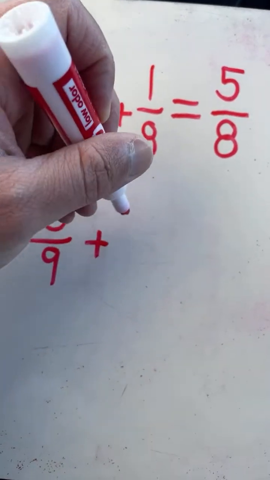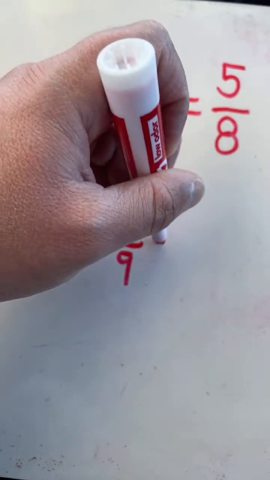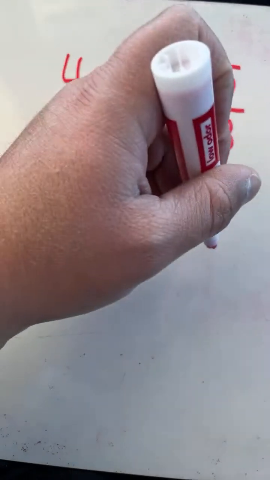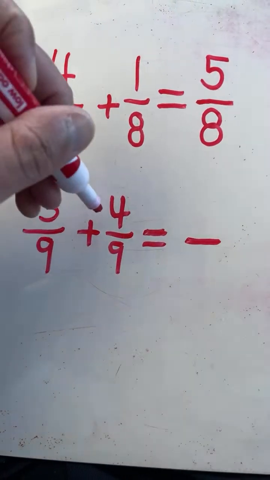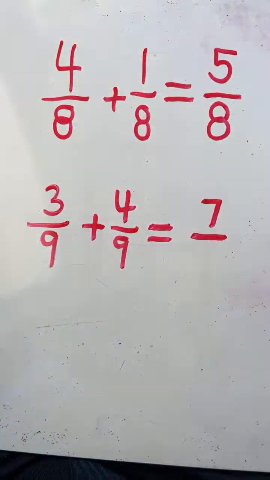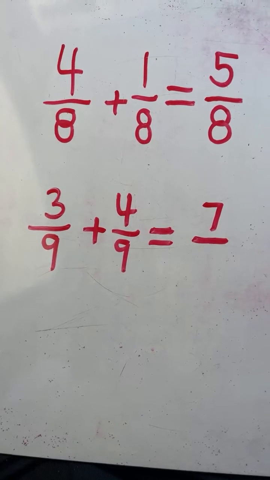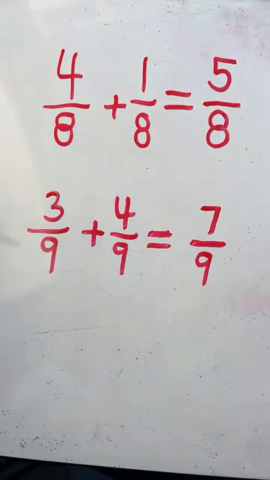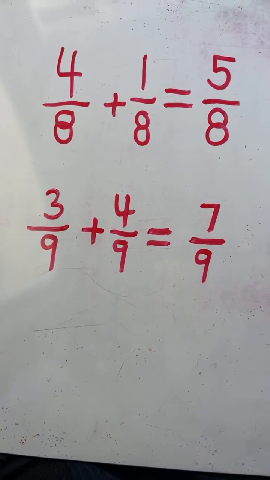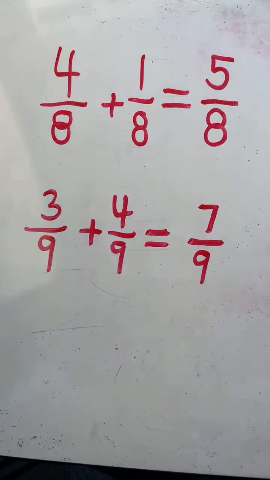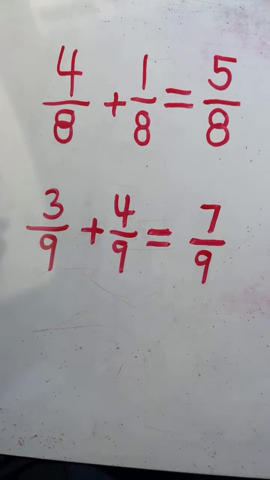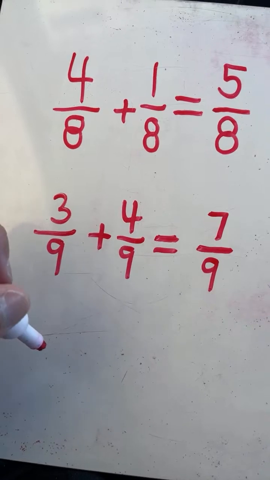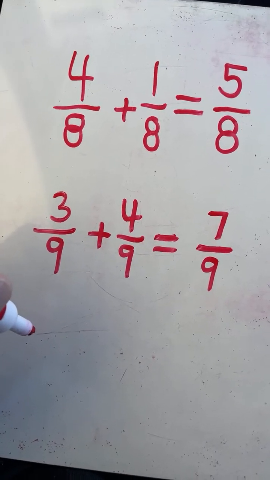3/9 plus 4/9. Step 1, we add our numerators. What is 3 plus 4? 3 plus 4 equals 7. Our denominator is 9 for both fractions, so it's going to be the same in our answer. And we have our final answer. 3/9 plus 4/9 equals 7/9. Next, the final fraction problem of the video.